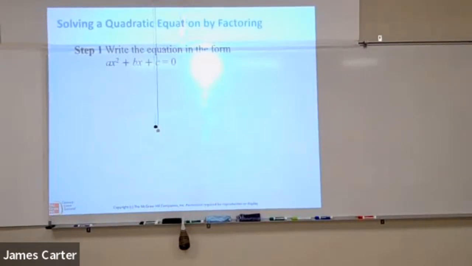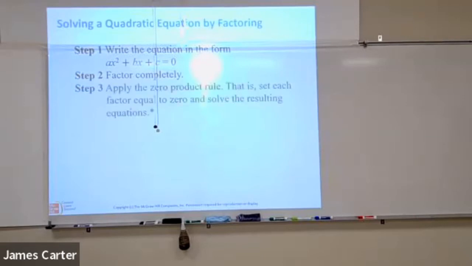Write the equation in this form. We've seen the ax squared plus bx plus c before. That's nothing new. All we're doing now is setting it equal to 0. Factor it completely. Then we apply what's called the zero product rule. That is, set each factor equal to 0 and solve those two equations.